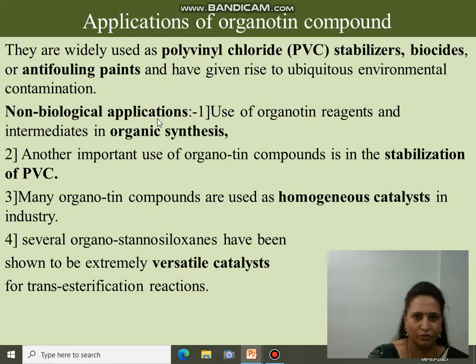Non-biological application of organotin compounds. Organotin compounds are used as reagents and intermediates in some organic synthesis. Another important use of organotin compounds is in the stabilization of PVC. Many organotin compounds are used as homogeneous catalysts in industry. Several organostannoxanes have been shown to be extremely versatile catalysts for trans-esterification reactions. So some of the organotin compounds are also used in trans-esterification reactions.